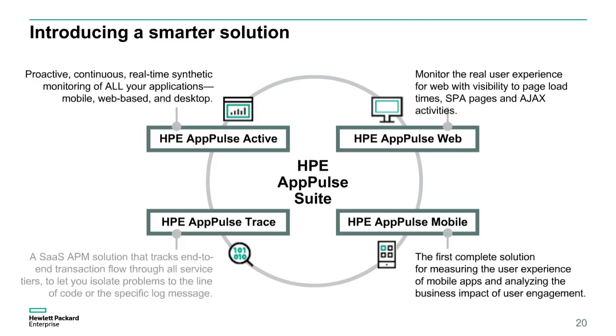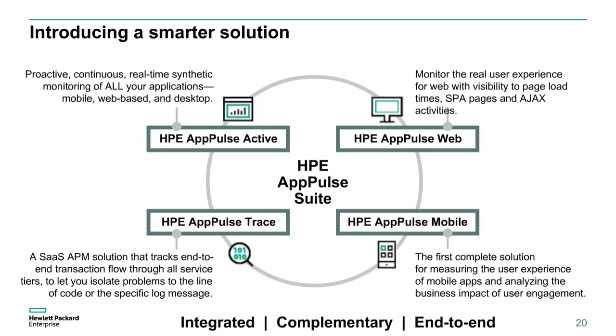The Active is the proactive, continuous, real-time synthetic monitoring. It can run against a lot of applications, starting with mobile, web, legacy, desktop applications, Citrix, and so on and so forth. So this one is kind of the keep alive, okay? I want to make sure that I keep alive from different locations so that I can alert ahead of time if there's any issue.